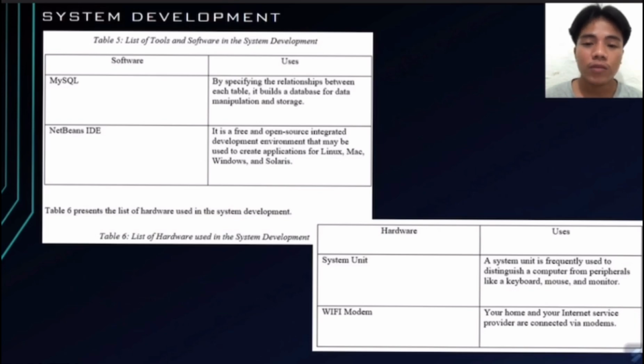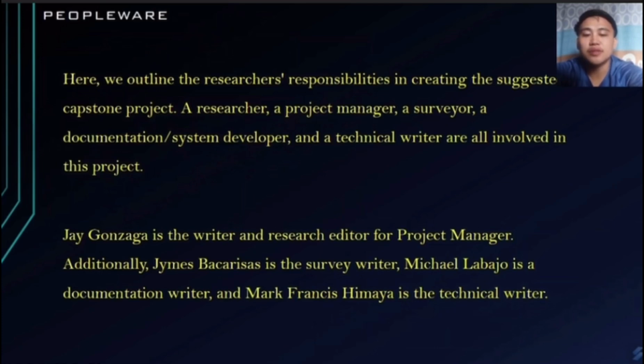For hardware, a system unit is frequently used to distinguish a computer from peripherals like a keyboard, mouse, and monitor. For hardware, a Wi-Fi modem is used; your home and your internet service provider are connected via modems. Peopleware. Here we outline the researchers' responsibilities in creating the suggested capstone project. A researcher, project manager, a surveyor, a documentation writer, system developer, and technical writer are all involved in this project. Jay Gonzaga is the writer and researcher, editor, and project manager. Additionally, James Bacarisas is the survey writer. Michael Abajo is a documentation writer, and Mark Francis Maya is the technical writer.